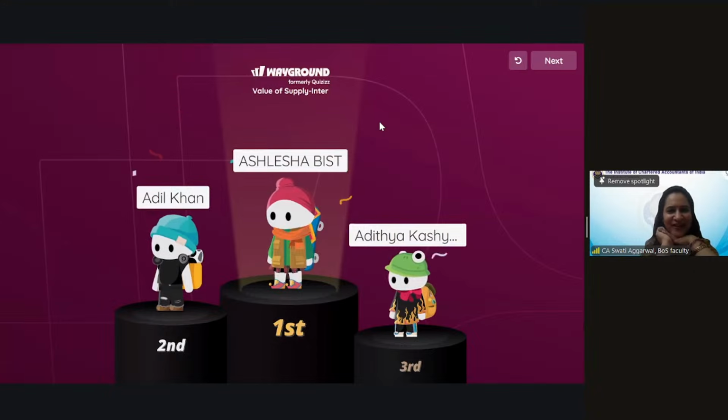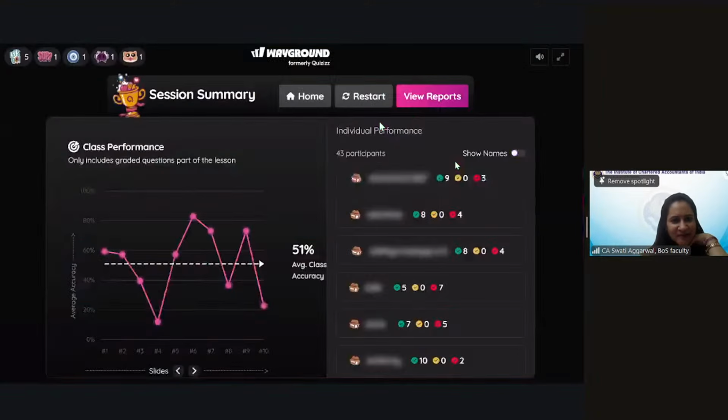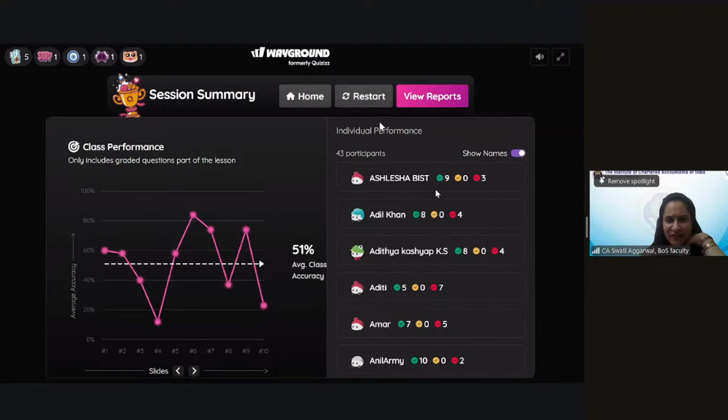So rank 1, Ashlesh Wist. Second is showing Adil Khan. Third, Aditya. I think now it is showing the collective. Class performance was good. Forty-three participants were there. Ashlesh Wist has given 9 correct answers.